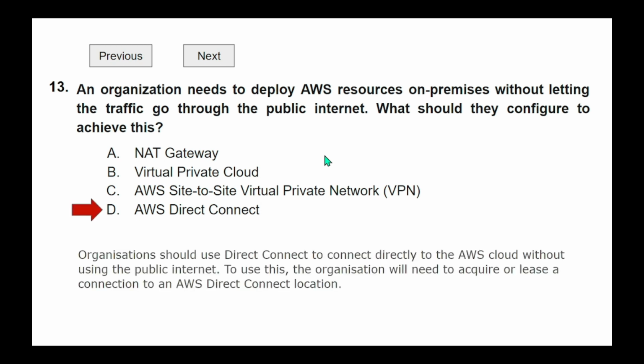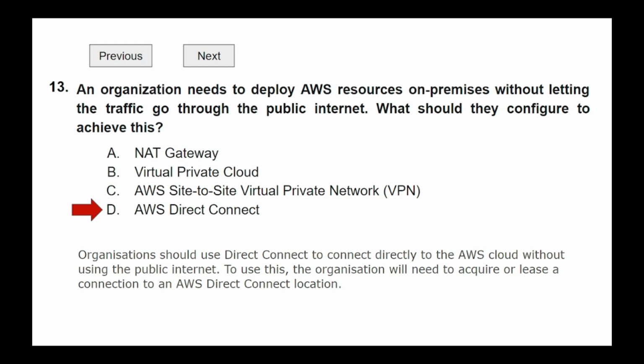Organizations should use Direct Connect to connect directly to the AWS Cloud without using the public internet. To use this, the organization will need to acquire or lease a connection to an AWS Direct Connect location. So for this particular question, you might get confused if they had put Amazon PrivateLink and also the AWS site-to-site virtual private network, or VPN.